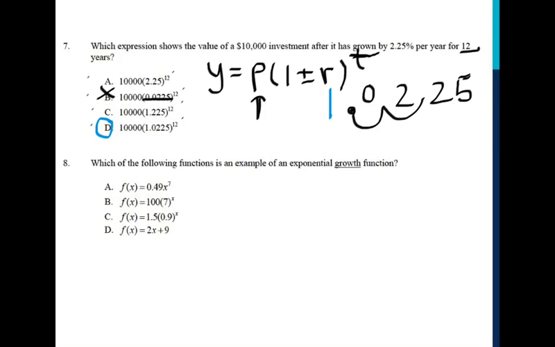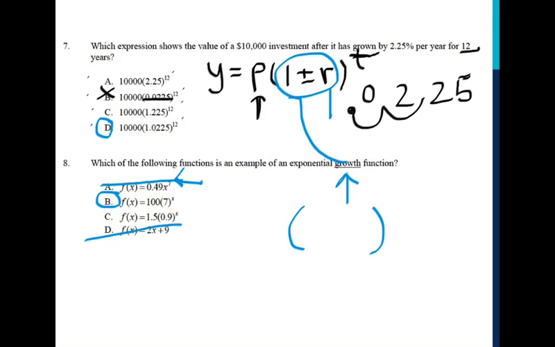All right, which one is an example of a growth function? That means whatever's in the parentheses, that b, needs to be bigger than 1. So the only one that works is B. This isn't even an exponential function. This one's linear. This one is exponential, but 0.9 is less than 1, so it has to be B.